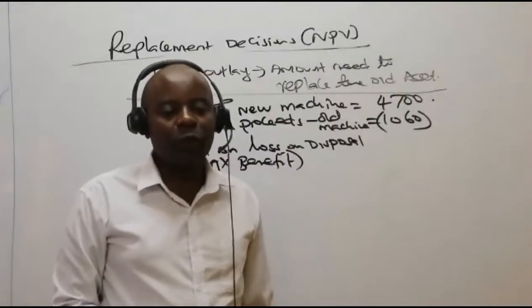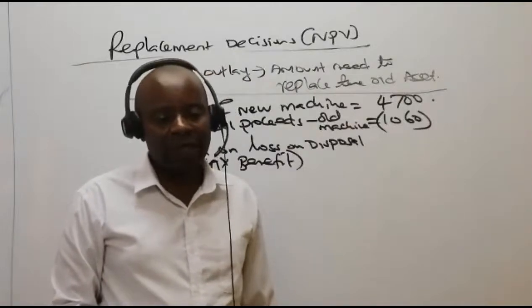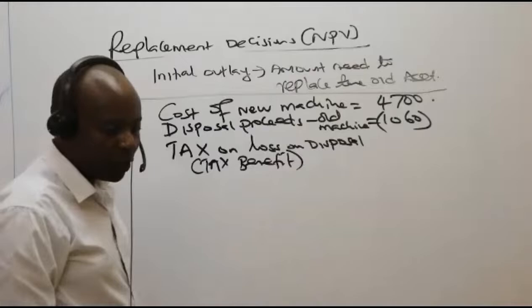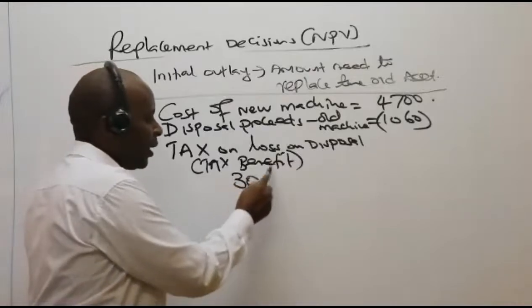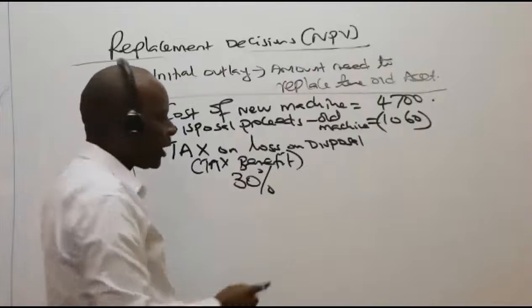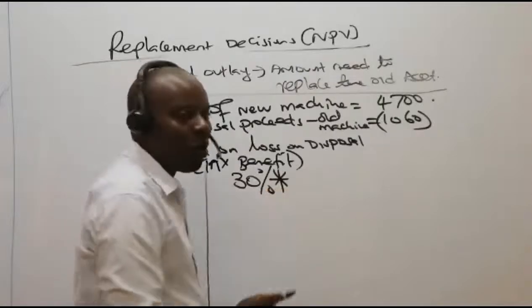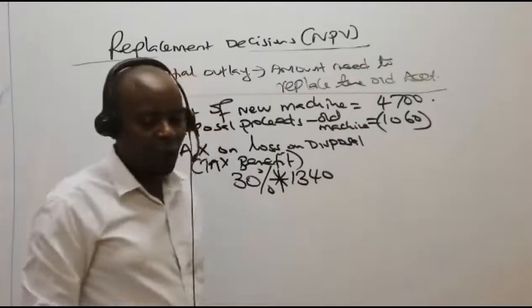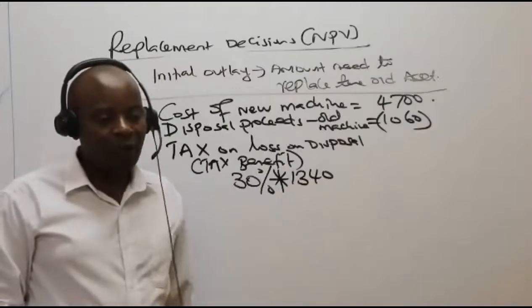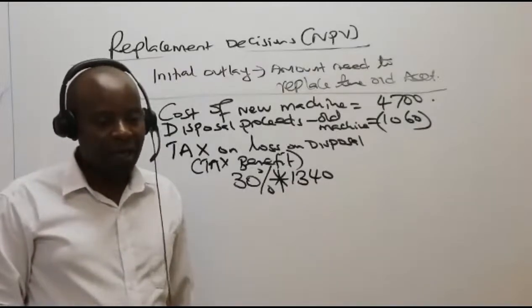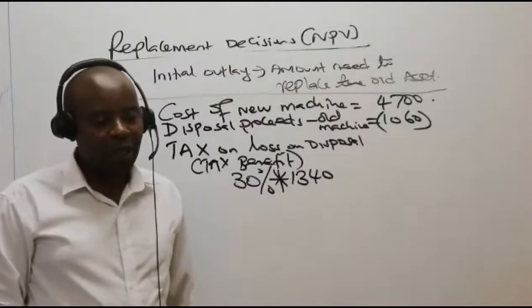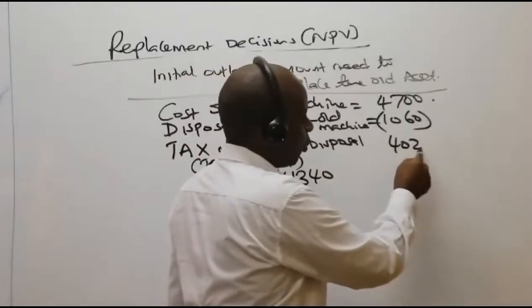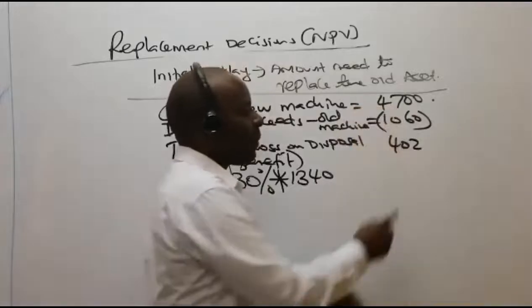So, ladies and gentlemen, then we need to know what is the rate of taxation given by the examiner. Somebody is telling me it is 30%. So 30% of the loss on disposal. You gave me a figure of 1340 for the loss on disposal. Which gives me what here, somebody? Which gives me 402.